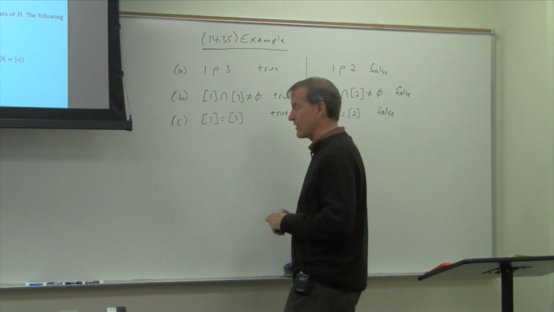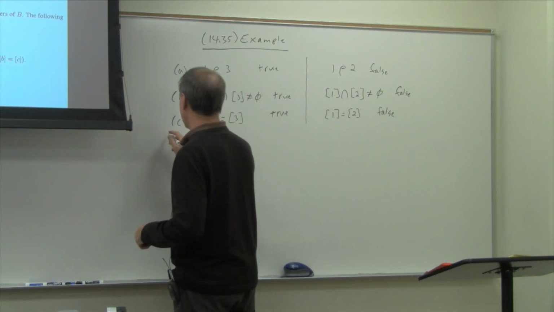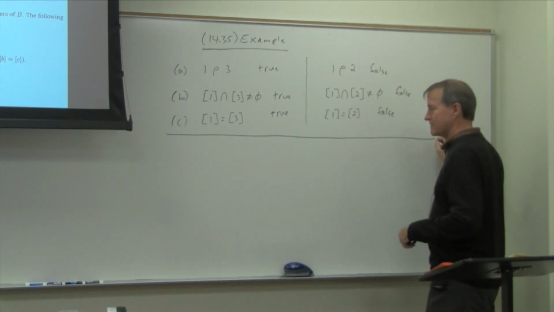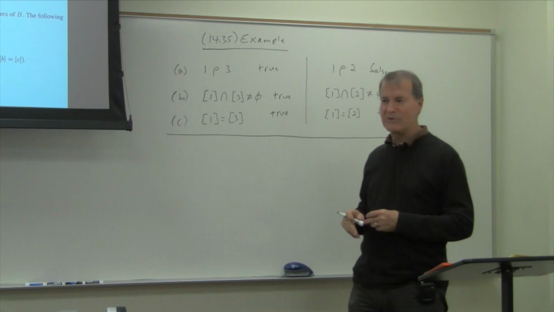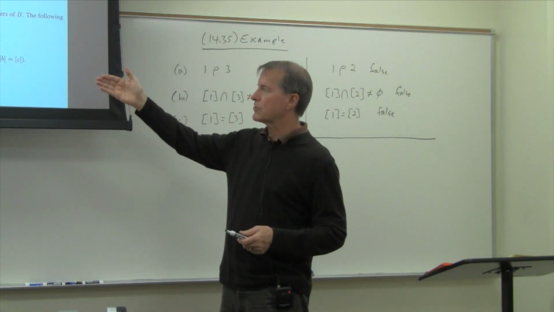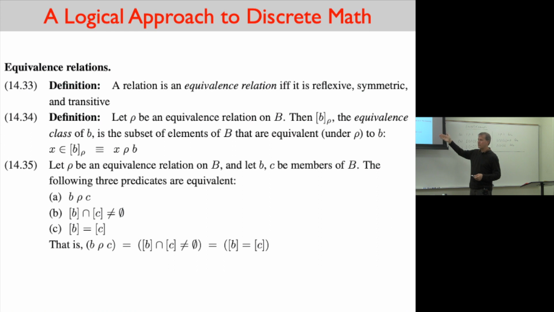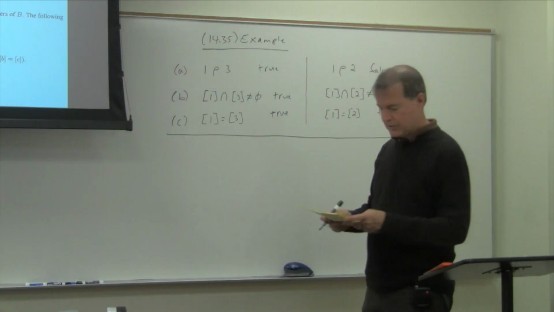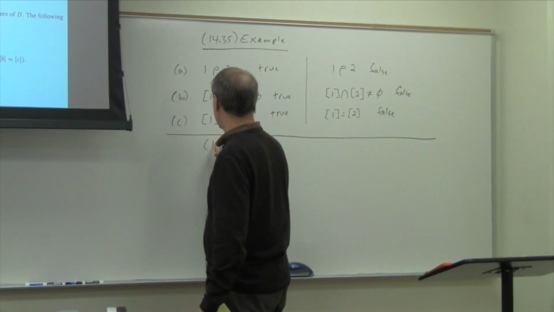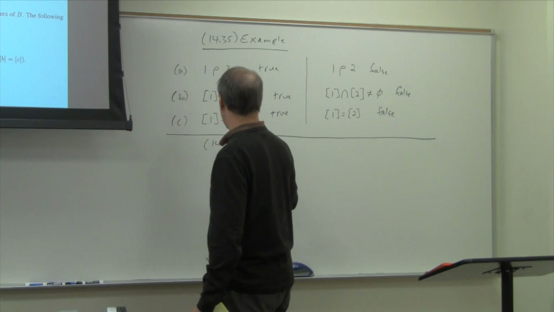This is actually a very clever argument. It's a little bit different from the way we've done things. One way we could do this is to prove A is equivalent to B, then prove B is equivalent to C, and then prove A is equivalent to C. We could do that. But instead of doing that, here's the way we're going to do it. So 14.35. This is not an example. This is going to be a proof.